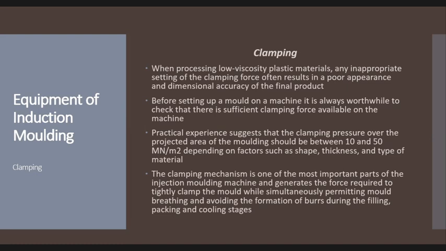The clamping force depends on the mold area. Normally, a clamping force of 10 to 15 meganewton per square meter is selected. However, this will depend on mold size, shape, thickness, and material type. So next.